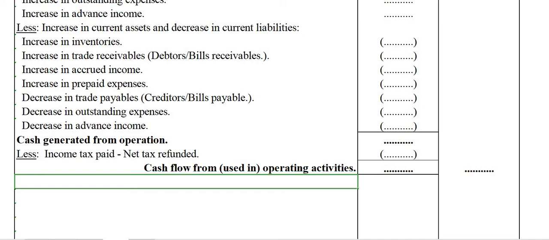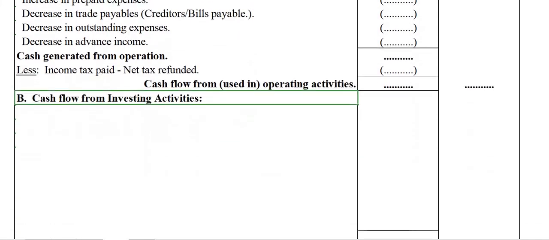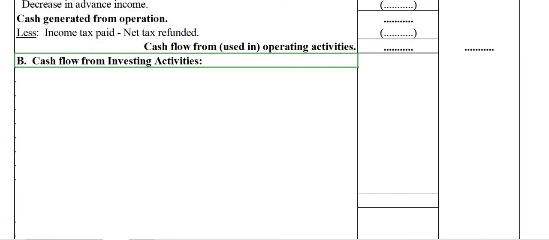Now let us see the next part, the second part, what it is: cash flow from investing activities. In investing activities, all the cash flows, inflow and outflow, related to the purchase and sale of assets and investments will be shown here. Okay, so let us see one by one.